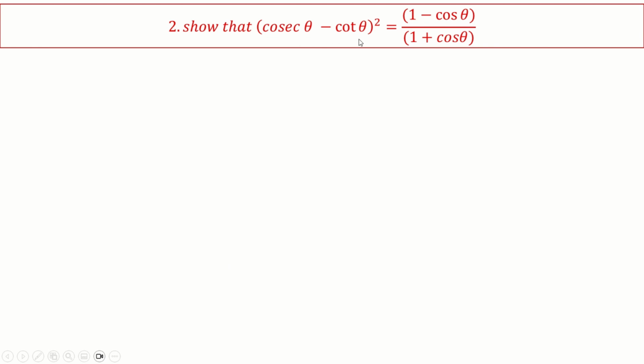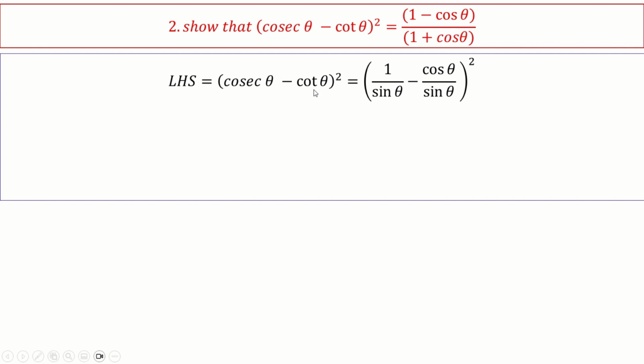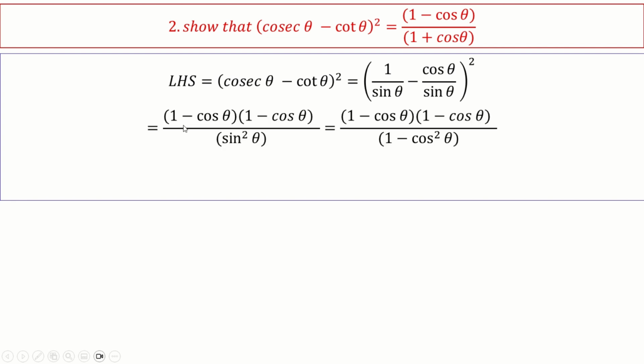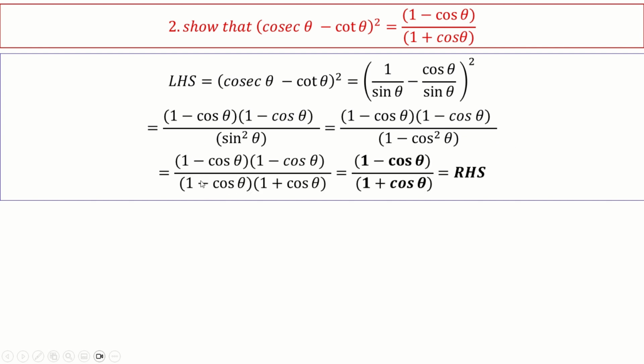Show that cosec theta minus cot theta whole square equals this value. Take the LHS and write it as 1 by sine theta minus cos theta by sine theta, whole square. Which is nothing but 1 minus cos theta into 1 minus cos theta by sine square theta. I write sine square theta as 1 minus cos square theta, so 1 minus cos theta into 1 plus cos theta, which is 1 minus cos square. If I do this, I'll get the required RHS.